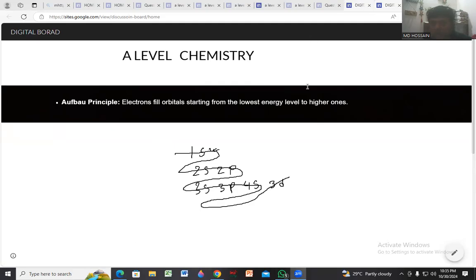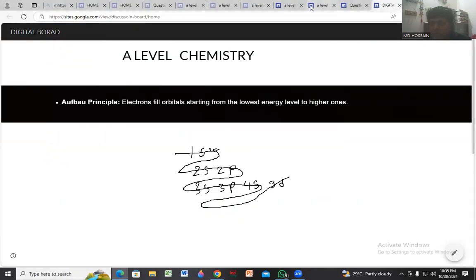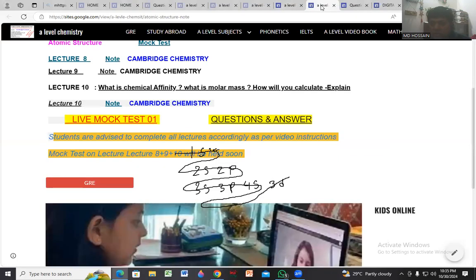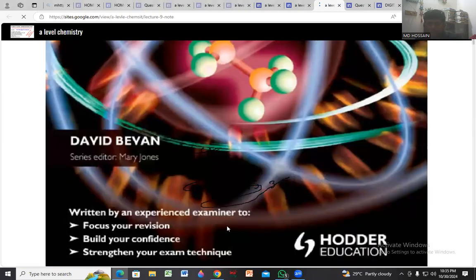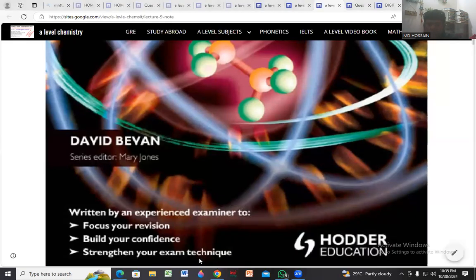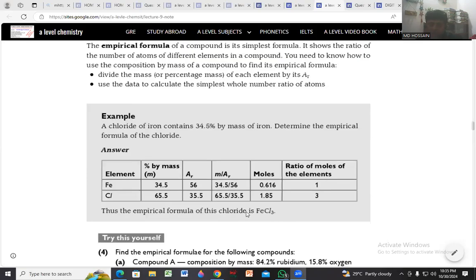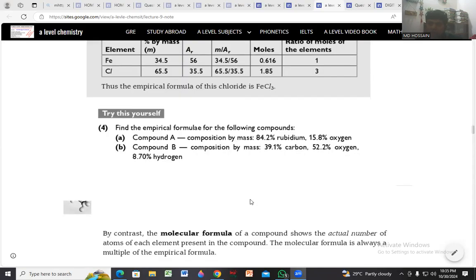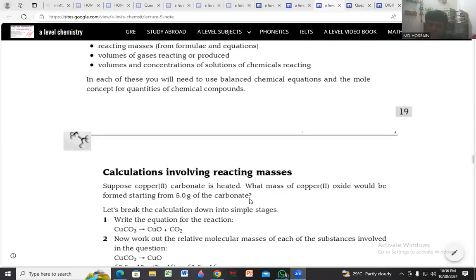Let's go to the previous slide. This one, this one, this one. Okay, you can see here. So going back, this one. Okay. So we have learned the Aufbau principle, which should be applied to all electronic configurations so that you can easily write down the electronic configuration.